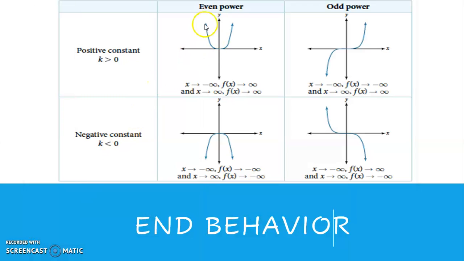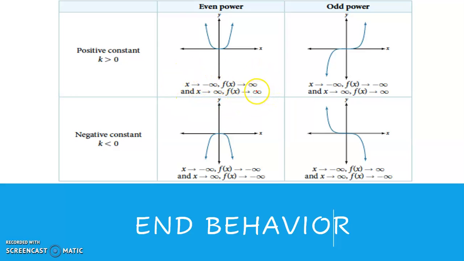So we just talked about that the degree will tell us the end behavior, but also the leading coefficient helps determine the end behavior as well. If the leading coefficient is positive and the degree is even, we can see that the graph will go up. And this is how we describe the end behavior. As x goes to negative infinity, f of x or y goes to positive infinity. As x goes to positive infinity, so this direction, f of x goes to positive infinity. This is how you need to memorize this.